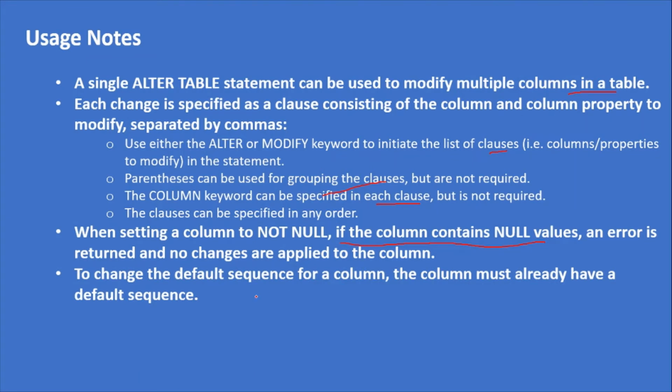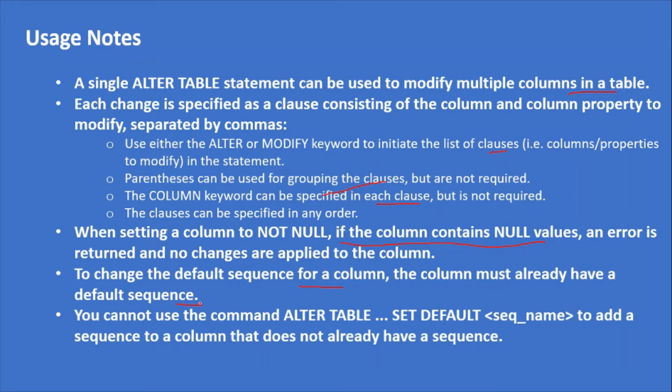To change the default sequence for a column, the column must already have a default sequence. If there is no sequence, then we cannot change to another default. We cannot use the command alter table set default sequence name to add a sequence to a column that doesn't already have a sequence. That means if you don't have any sequence on an existing column and you are trying to assign a new sequence to that column, it will not allow you.